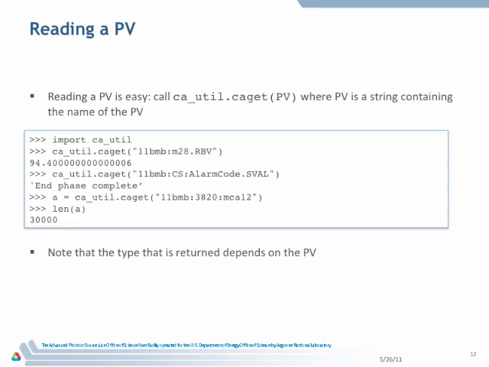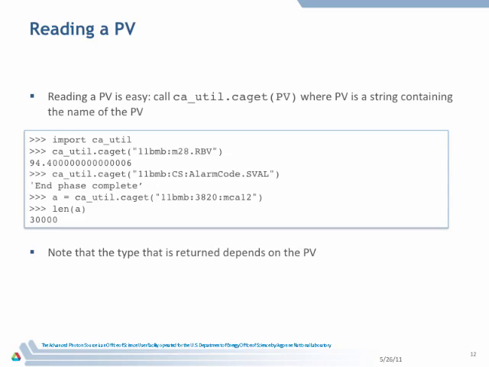So enough of this. How do you actually read a PV? Reading a PV is really easy in CAUtil. You've imported CAUtil. You type cautil.caget and then the name of the PV, and you get back the value associated with the PV. The value you get is going to depend on what type of process variable it is. This one is reading a motor, so I get the motor position. This one is reading a string value, and it gives me back a string.